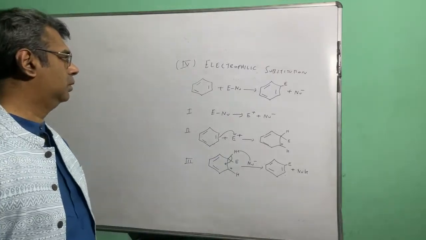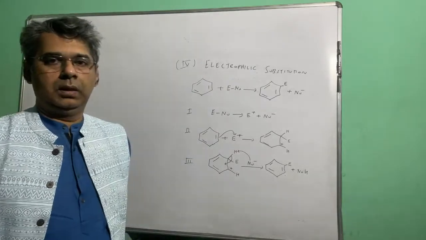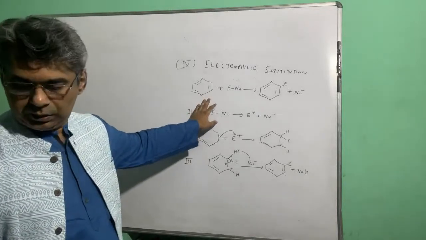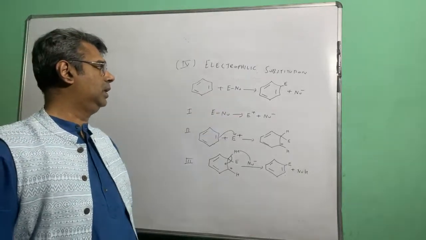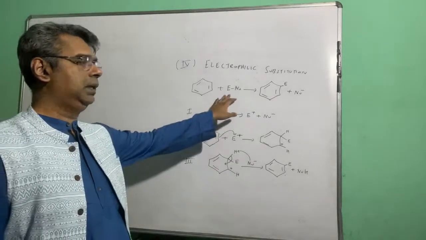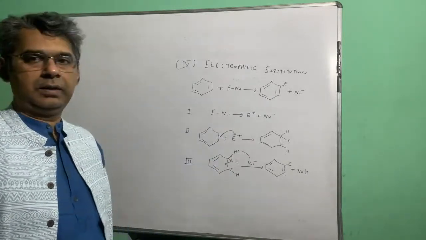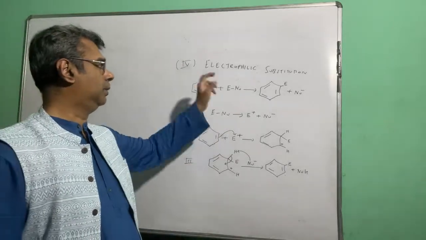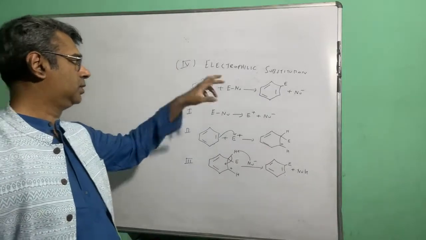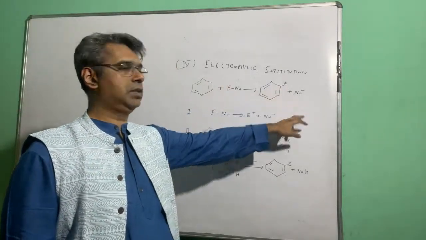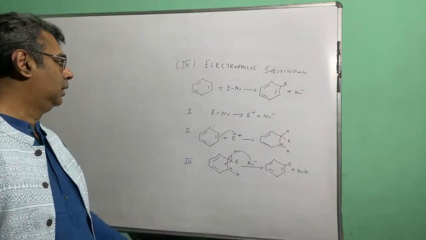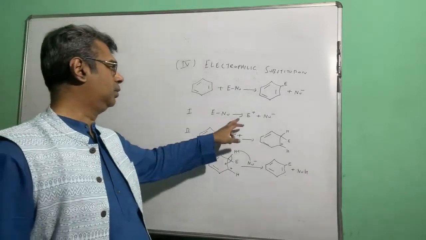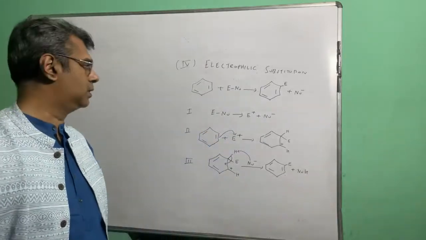Okay, so next we come to the mechanism electrophilic substitution. So this is benzene. So benzene plus E-Nu. E-Nu is the reagent. So why have I written E-Nu? Because the reagent has an electrophilic part, that is E, and a nucleophilic part, that is Nu. So after the reaction, the electrophile part will get attached and you will get Nu minus. Now E-Nu, these are the steps. E-Nu will split as E plus and Nu minus.